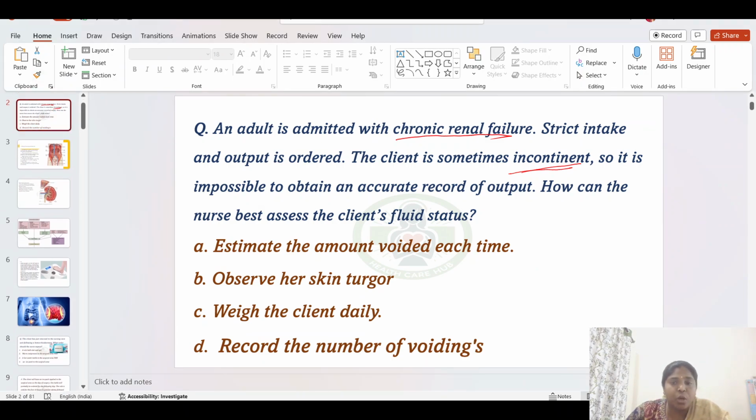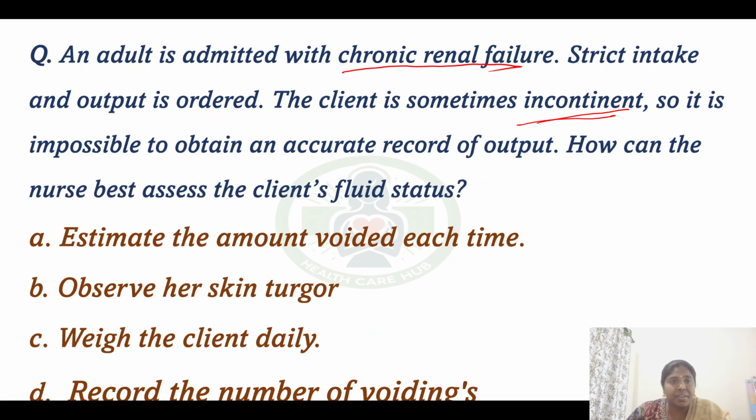So here in the given options, estimate the amount voided each time. Because the patient is already incontinent, we don't know how much urine the patient is voiding each time. And skin turgor is not an accurate way to measure the fluid status of that particular client. And recording the number of voidings, this is also not the correct answer.